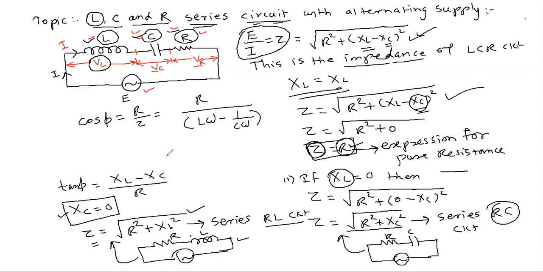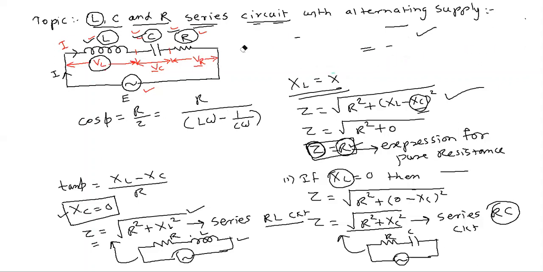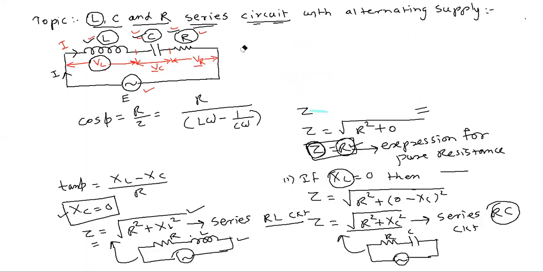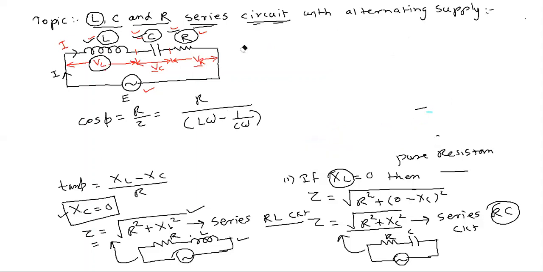So there are special cases now. What are the special cases? One by one we will discuss the special cases. The special case is when XL is equal to XC. See here, when XL is equal to XC, then what you can write? That is omega L is equal to 1 upon omega C.